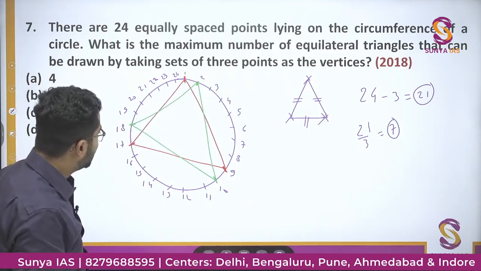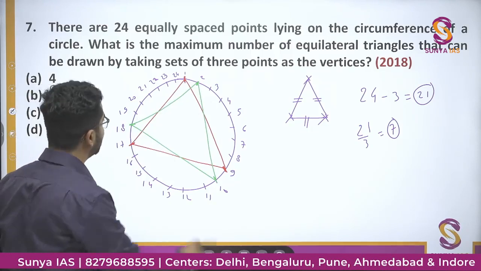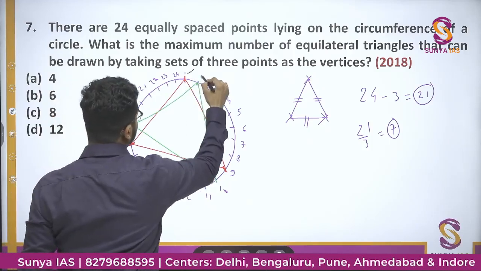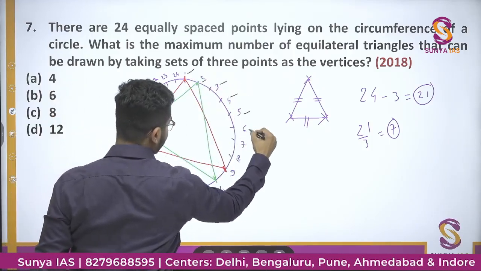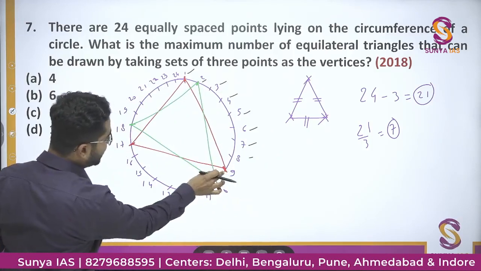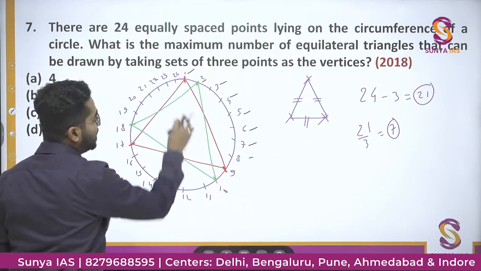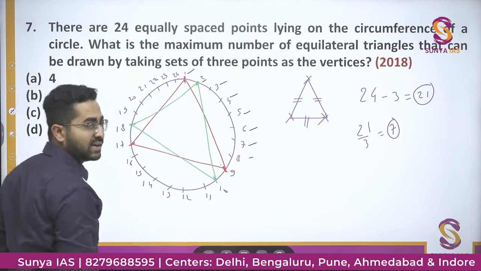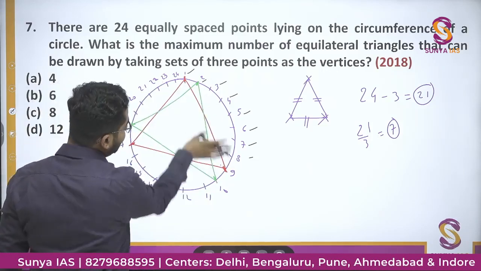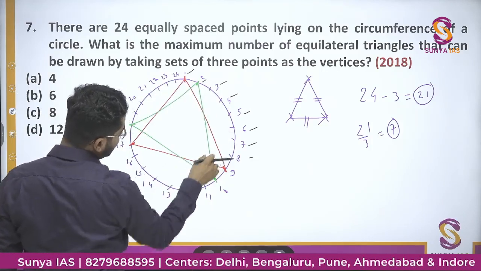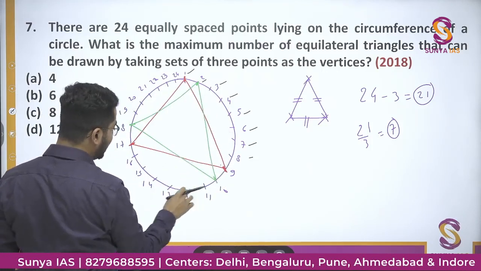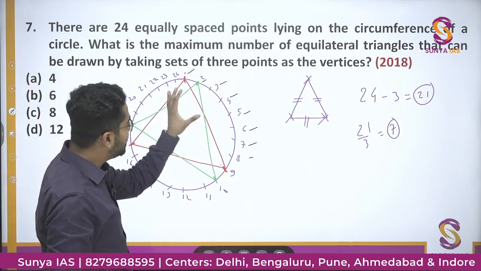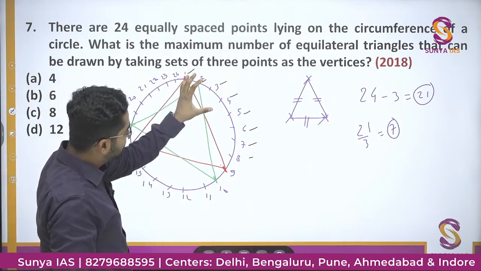So if you see how many such equilateral triangles are possible, 1, 2, 3, 4, 5, 6, 7, 8, and the ninth equilateral triangle, you can see this vertex is already taken. So from here, these equilateral triangles will start getting repeated. From these 8 points, these will be new vertices. And from here itself, 9, 10, 11, 12, and this 19, 20, 21, these will be the vertices of already drawn equilateral triangles.